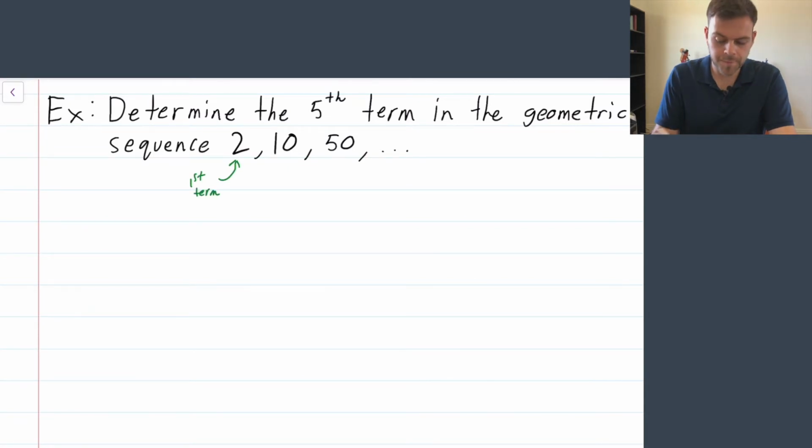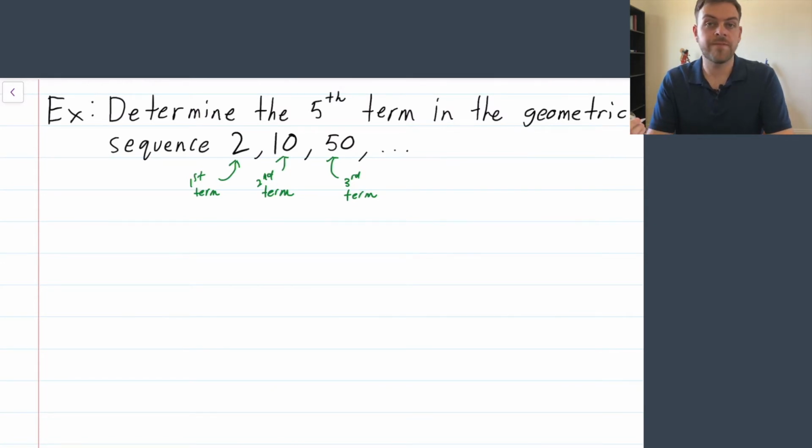is going to be the 2. Our second term is going to be the 10. And then lastly, our third term is going to be the 50. We need to figure out what the fifth term is. And in order to do that, we need to find out what the common ratio is within this geometric sequence. That's going to be the first thing we need to do.